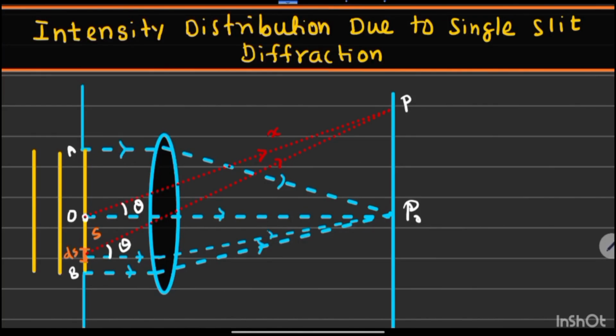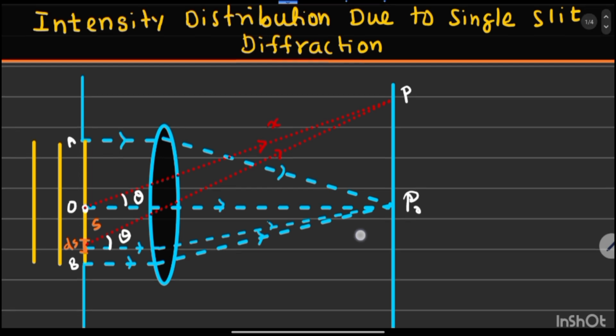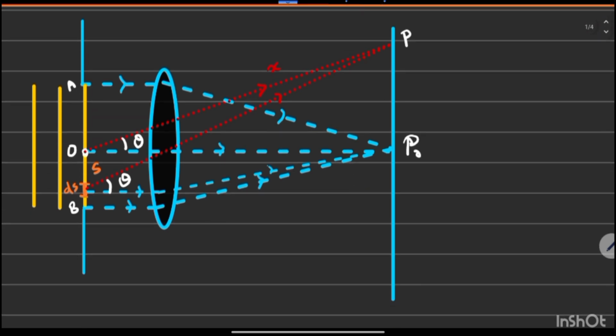Hello all. Today we will discuss the intensity distribution due to single slit diffraction. As we know, in single slit diffraction, the intensity distribution on the screen is a result of superposition of waves that are coming from the planar wavefront which is located in the slit plane. As per Huygens principle, each and every point in the planar wavefront at the slit plane will act as a separate source of wave. To a first approximation, we can consider this wave as a spherically diverging wave.